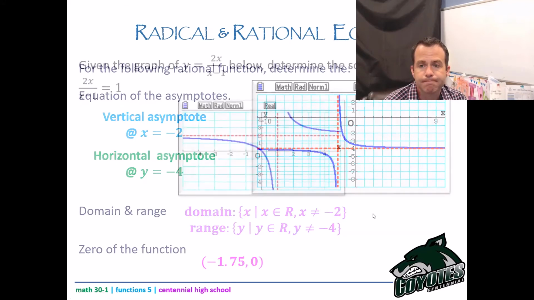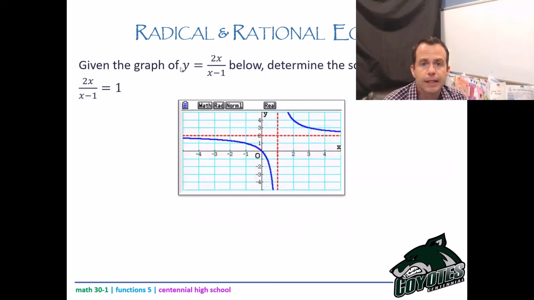All right, next up. Given the graph y equals 2x over x minus 1, determine the solution to 2x over x minus 1 equals 1. Okay, now I've given you the graph, but if you want to try this on your graphing calculator, the other conversation I just want to have around this is to be careful how you're doing it. If you have a newer Casio or a newer TI, you want to open up the fraction first so that you can write 2x on top and x minus 1 on the bottom.